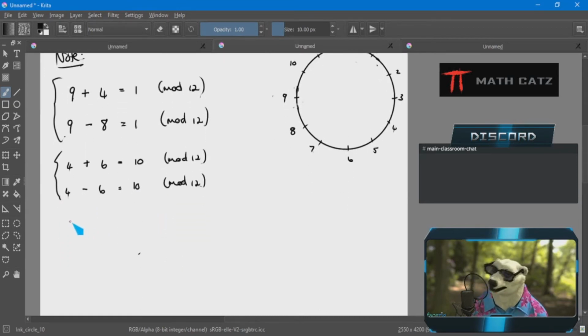Where should we start? Let's go with, I don't know, 7, and let's say we want to get to 10 again. I can add 3 to get to 10, or I can subtract 1, 2, 3, 4, 5, 6, 7, 8, 9. 9. And I'll also get to 10.